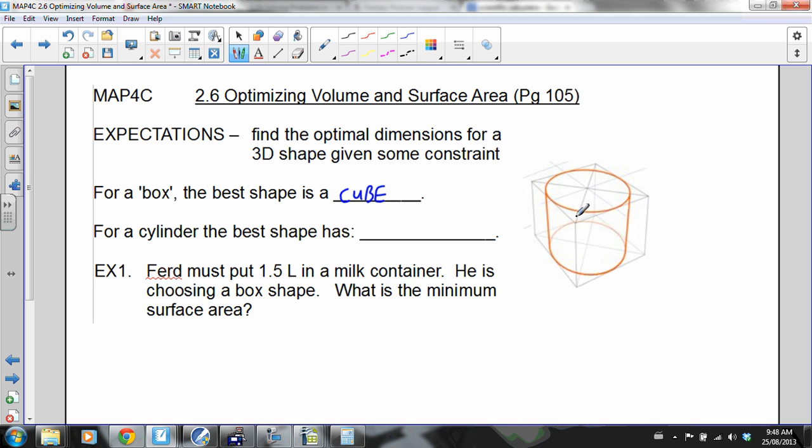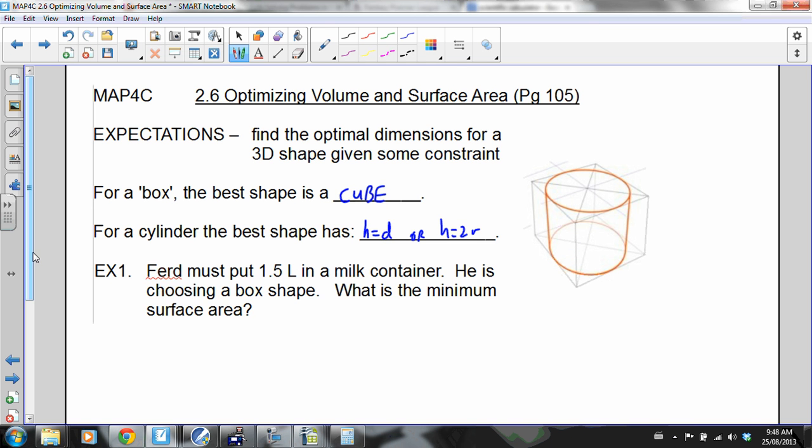And so what's special about this one? Well, you notice the radius here. The radius is half the height, or the diameter and the height are the same, right? So I'm going to say the height is the same as the diameter, or the height is 2 radiuses. Right? This is the cylinder that fits perfectly inside a cube.